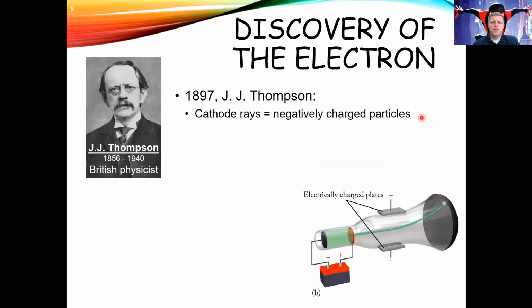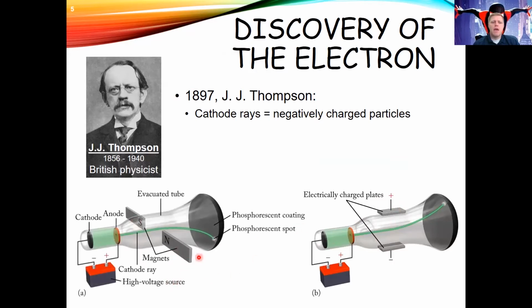After he curved this beam with positively and negatively charged plates, he then tried to curve the beam with magnets. He put some magnets in here and found that that also curved the beam. And if you're going to curve something with a magnet, that means it has to have some mass. He was able to figure out, from a bunch of equations we're not going to go into here, the charge to mass ratio of these things flying through here. And he was able to determine that they did have actual mass.